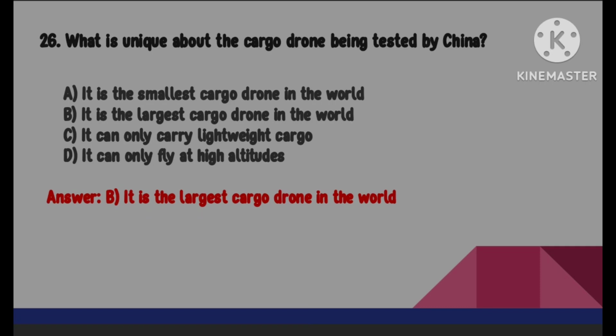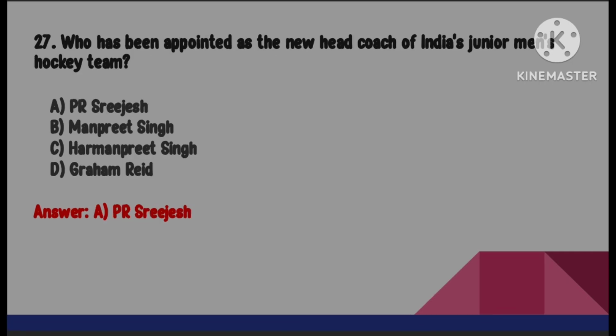Option B, it is the largest cargo drone in the world. Option C, it can only carry lightweight cargo. Option D, it can only fly at high altitudes. And the right answer is option B, it is the largest cargo drone in the world. And the next question is, who has been appointed as the new head coach of India's junior men's hockey team?